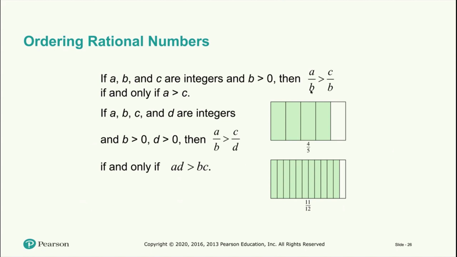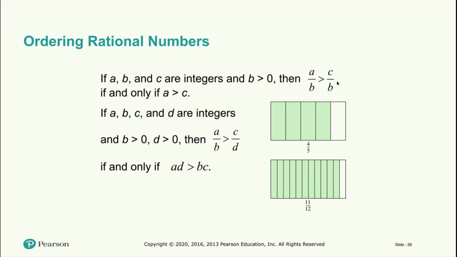All right, so as long as the denominator here is positive, we can establish this fact for inequalities as well. We can say A over B is greater than C over B if and only if A is greater than C. So if we're comparing two fractions with the same denominator, as long as that denominator is positive, then all we have to do is look at the numerators. If this numerator is greater than that numerator, then this fraction is going to be greater than that fraction.